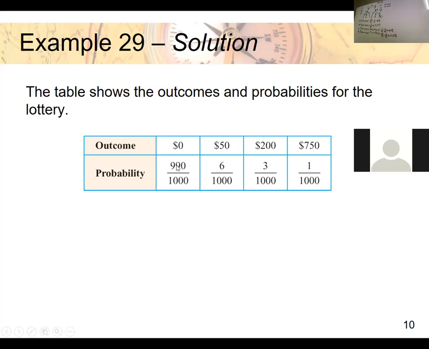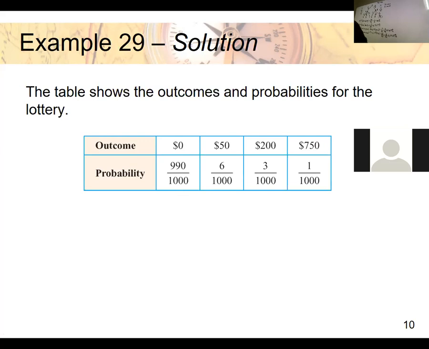And the rest is 990 over 1,000. That's the probability of winning nothing. Because if it sells 1,000 tickets, that means there's a total of 10 winning tickets. That's 6 plus 3 plus 1. Subtract that 10 from 1,000, you get 990. So 990 out of 1,000 would win nothing. Okay. So that's what the table shows here.